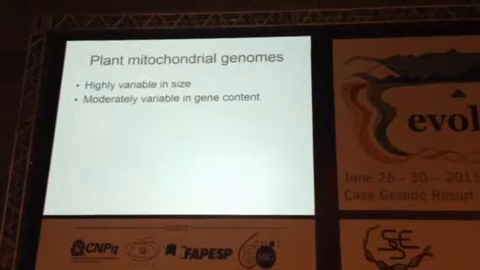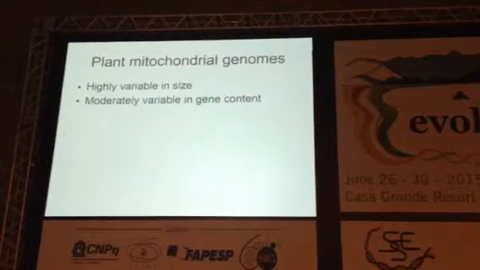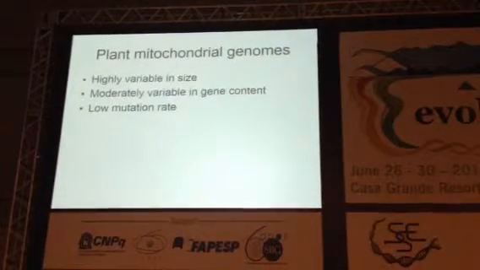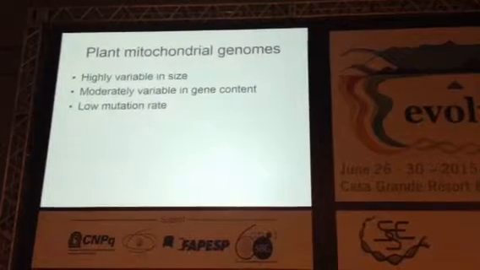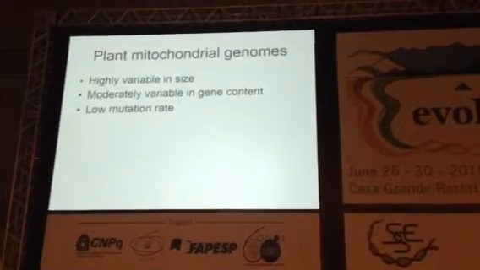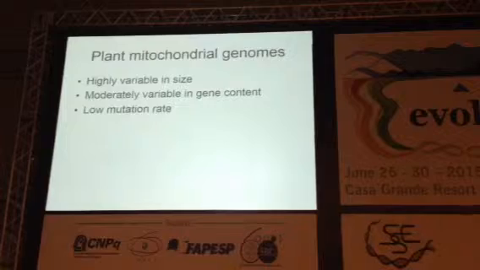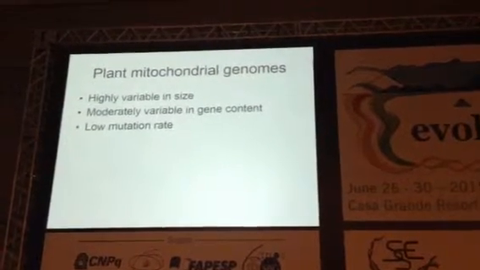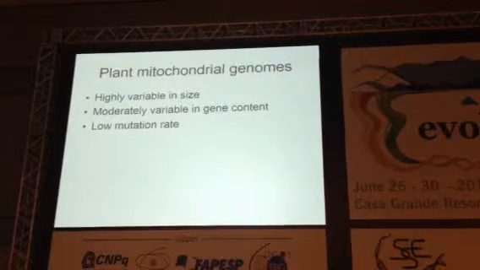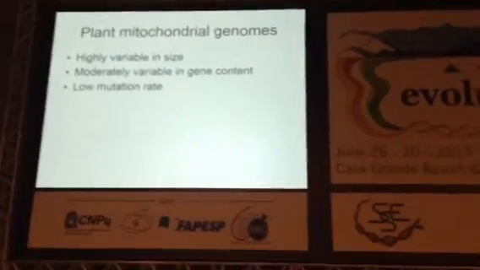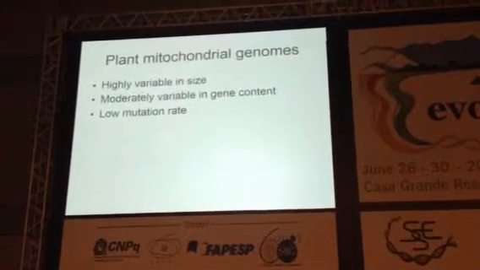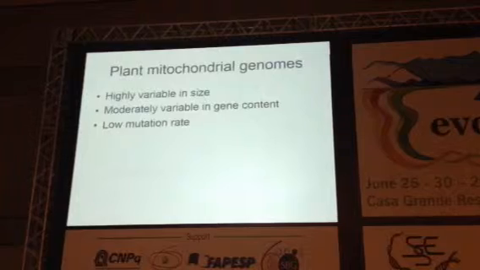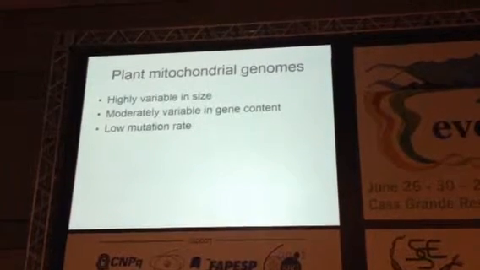They're also variable in gene content, though not as much. They have 20 to 40 protein coding genes. They have a low mutation rate, so they can't be used for low-level systematics like animal mitochondrial genes, like I mentioned earlier. They're about 100 times more slowly evolving. So this is about a third the rate of mutation in the plastid and a tenth the rate of those in nuclear genomes.